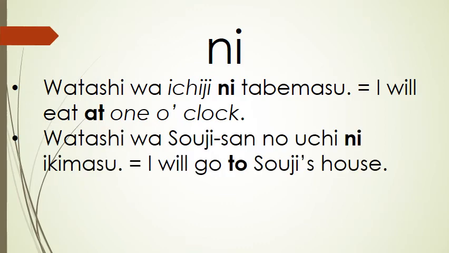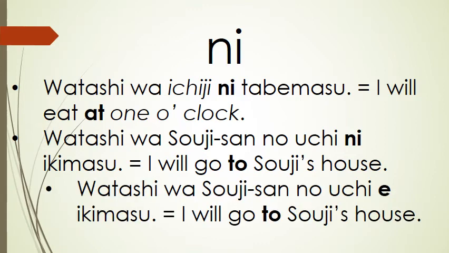If we were to say, Watashi wa Soji-san no uchi ni ikimasu, that would mean I will go to Soji's house. Again, notice here that ni is being used in the same way as the word to would be used in English. Also notice that we could use e instead of ni in this sentence. So for example, if we were to rewrite that sentence with e, we would get Watashi wa Soji-san no uchi e ikimasu. It would have the exact same meaning. But you should also notice our first sentence where we're talking about time, we could not use e in that sentence. Ni can be used as a time particle, e cannot.